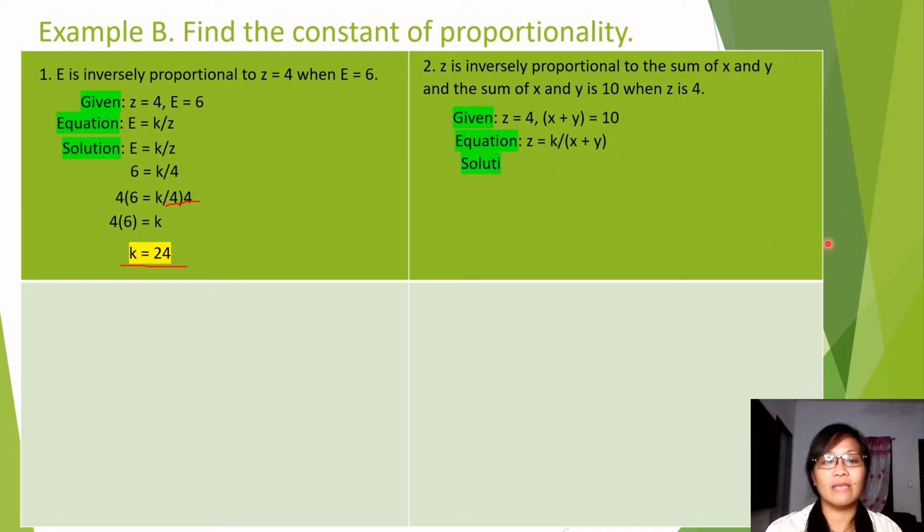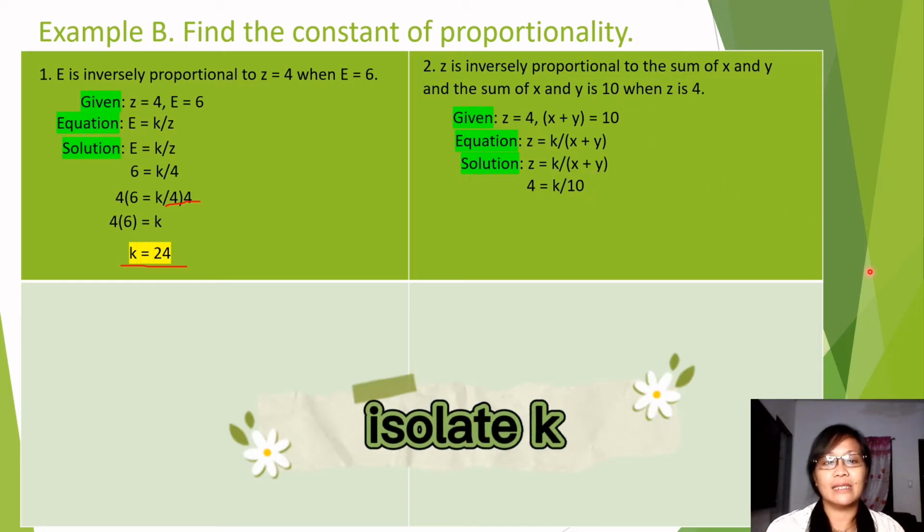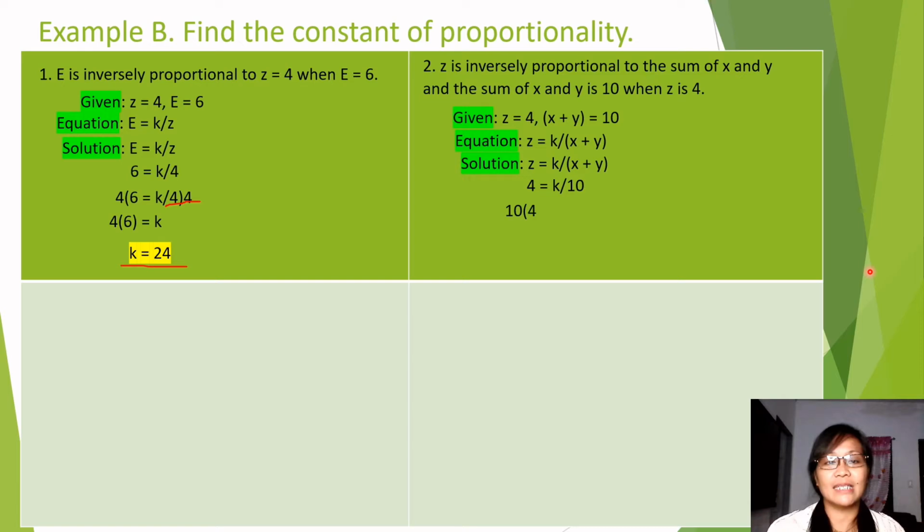Then substitute the given. Z is equal to 4 is equal to K over X plus Y, which is equal to 10. To isolate K, we're going to multiply both sides by 10. So 10 times 4 is equal to K over 10 times 10. Then cancel 10 and 10. So we have now K is equal to 10 times 4. And 10 times 4 is equal to 40.